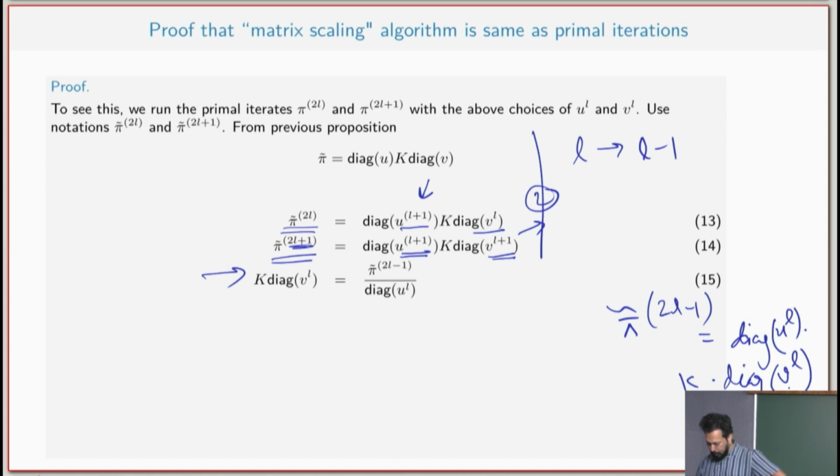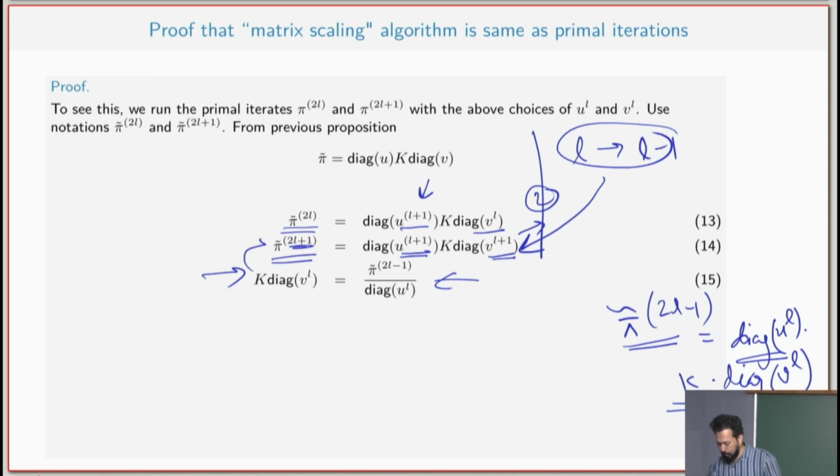So from there I will say that K diag(v_l) could be π̃^{2l−1} divided by diag(u_l). Okay, so we derive this. It's just that you change l to l−1 here, and when you divide, it's pointwise division. In other words, you can also go back from here. So this is a valid derivation, and here the division is done in a pointwise sense.